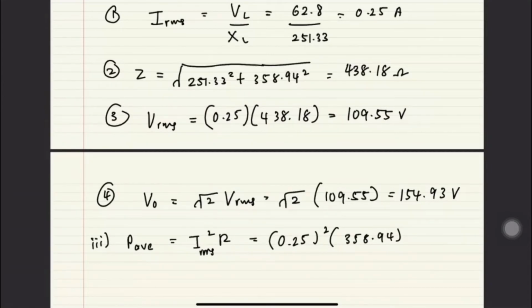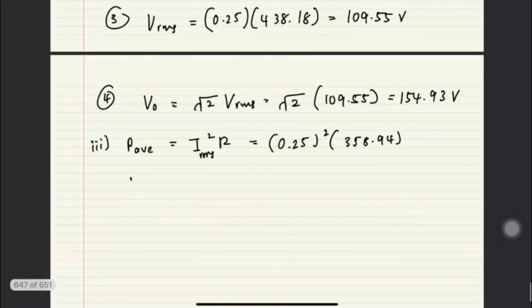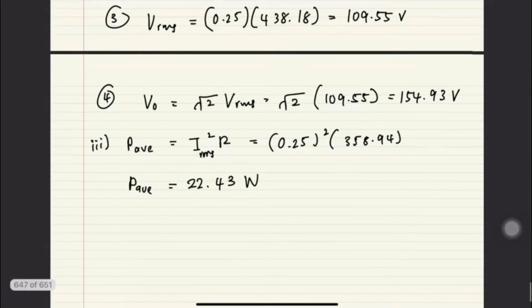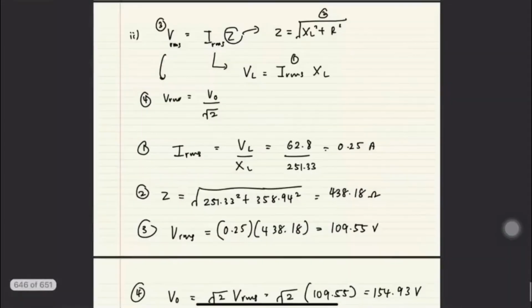So what I got here is 22.43. Unit apa? Watt. Yes, okay, very good. Okay, that was for the third question.